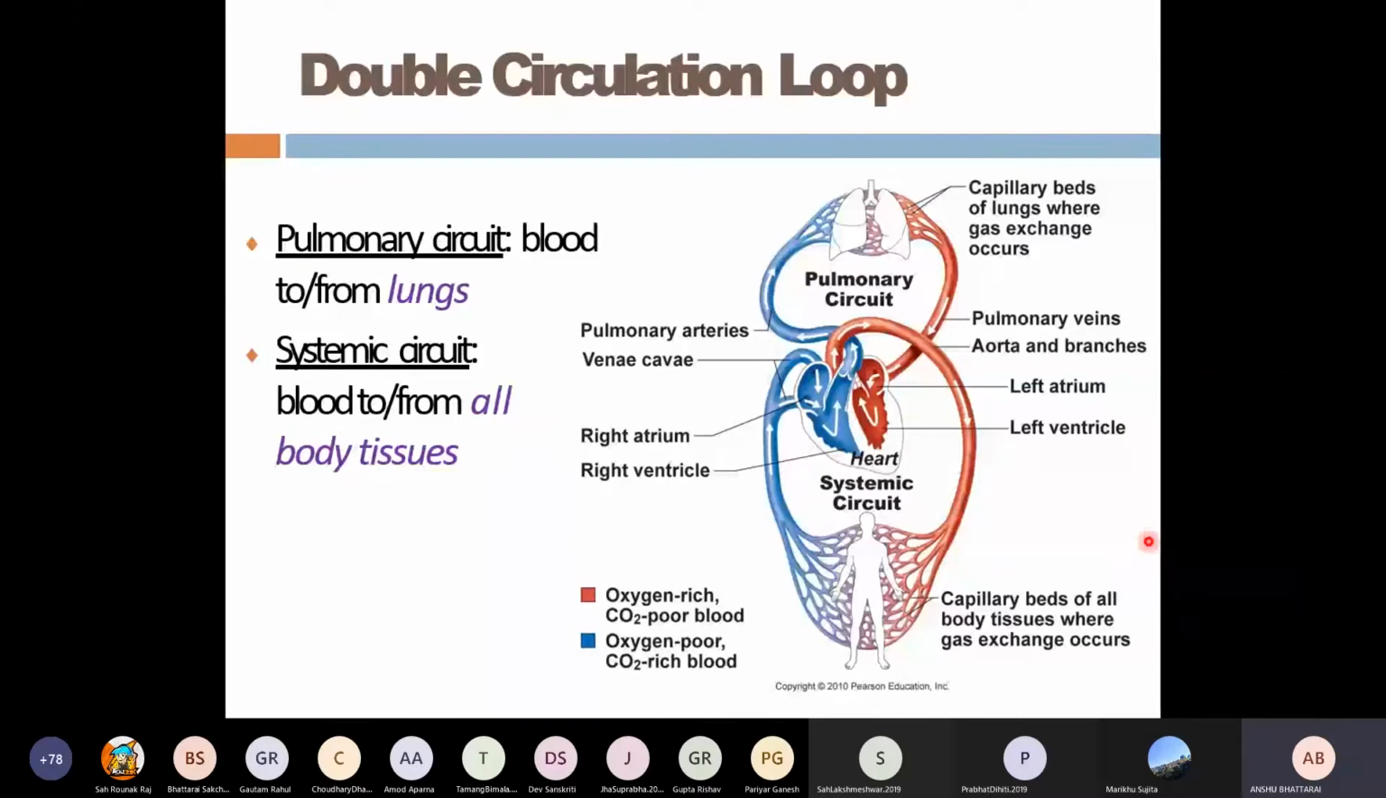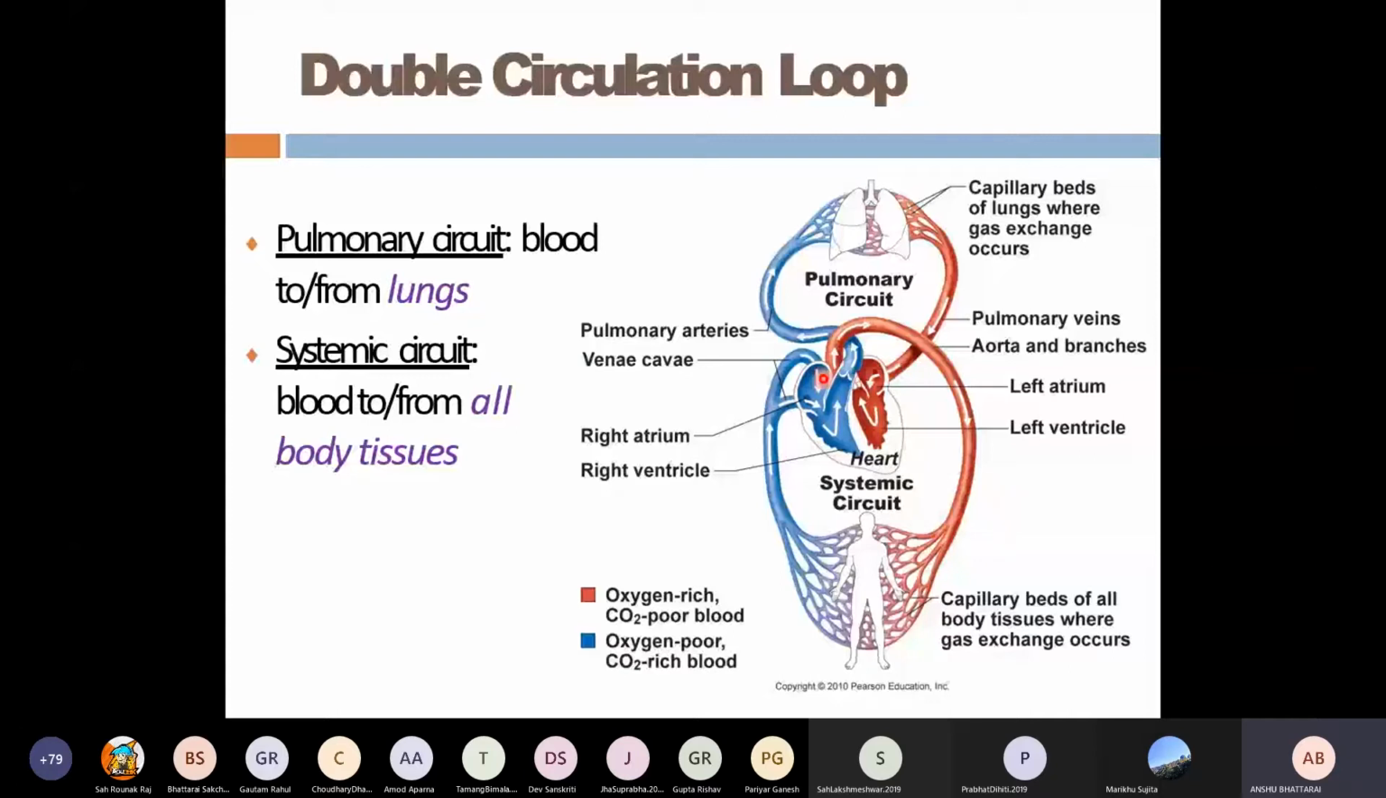So this short circuit, this you can see over here, from the right heart to the lungs and back to the left heart, this is known as pulmonary circuit or pulmonary circulation. And the next, from the left heart, through aorta, from the left heart to different body tissues, and from the body tissues back to the right heart, this loop is known as systemic circulation.